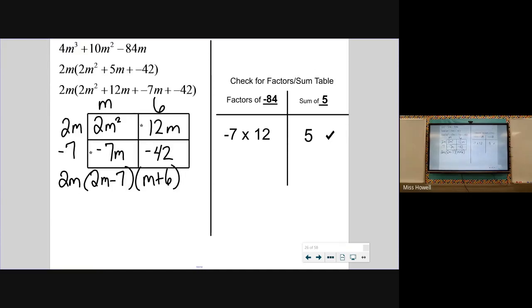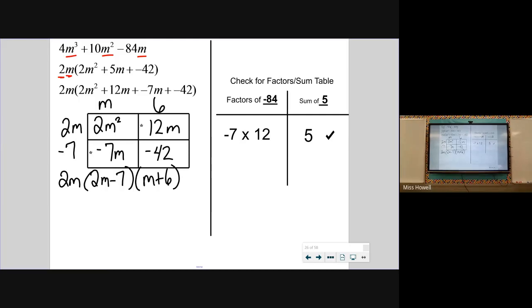All right, 4m to the third plus 10m squared minus 84m. Again, your GCF here, they share a 2 and an m because these all have at least one m. So double check your GCF. Make sure you pull both out. If you don't, you're going to have mistakes from there on, so be careful.